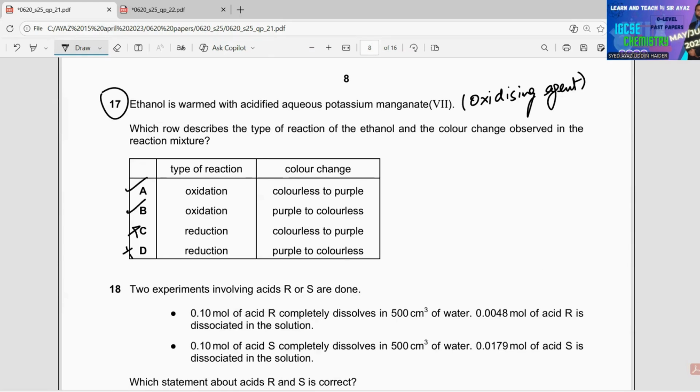Both C and D are incorrect. What about the color change? Potassium manganate(VII) is purple. It will change from purple to colorless. So B must be the right answer in this case.